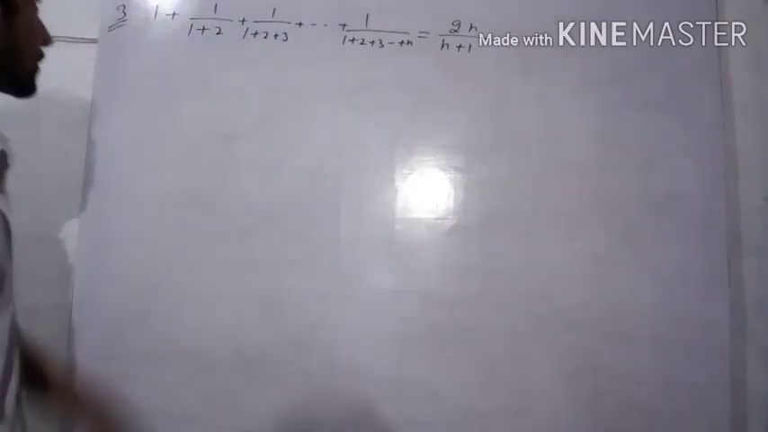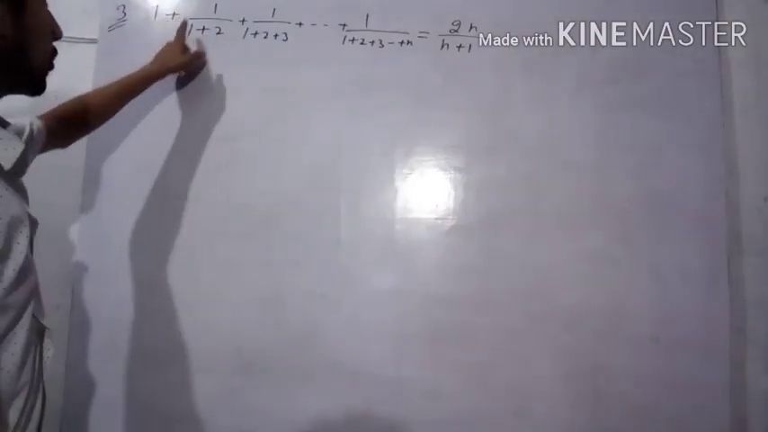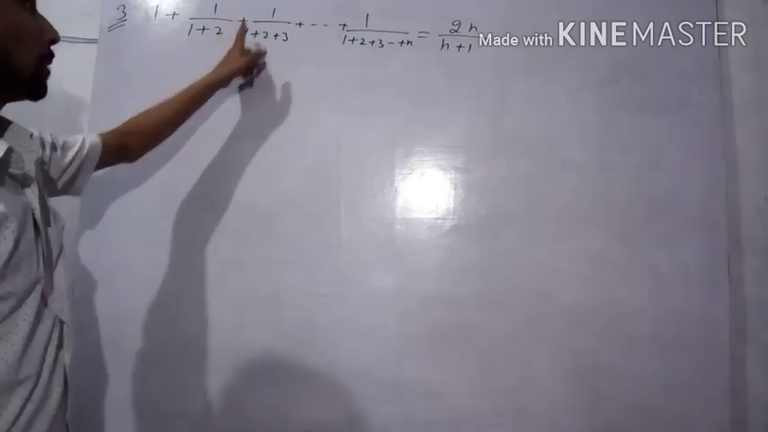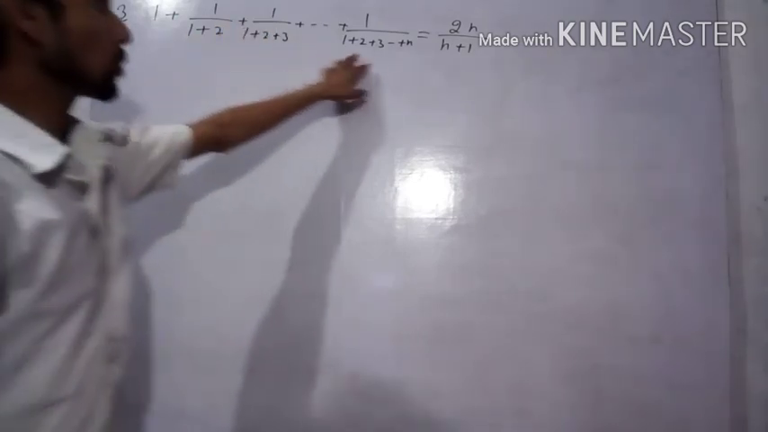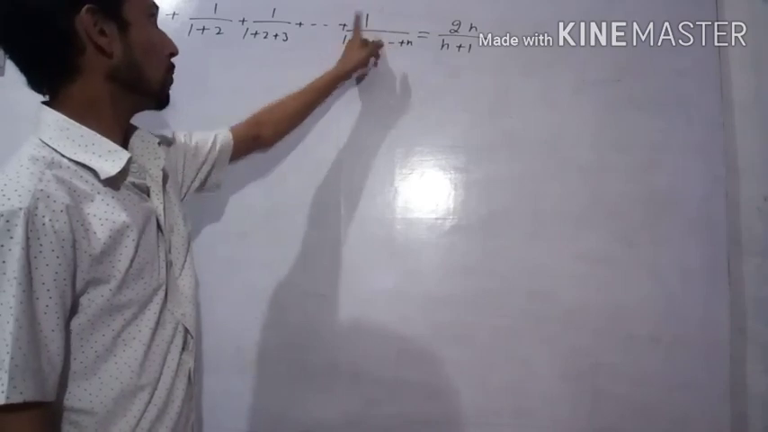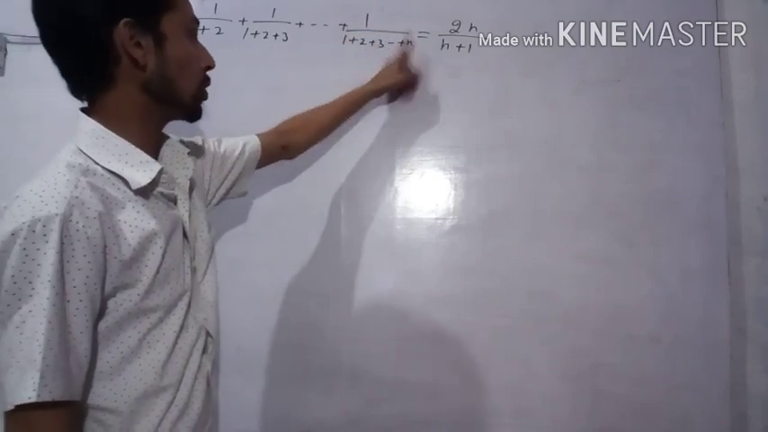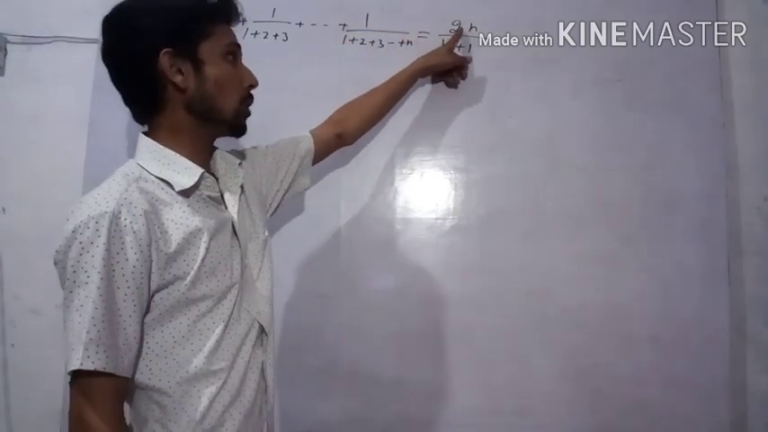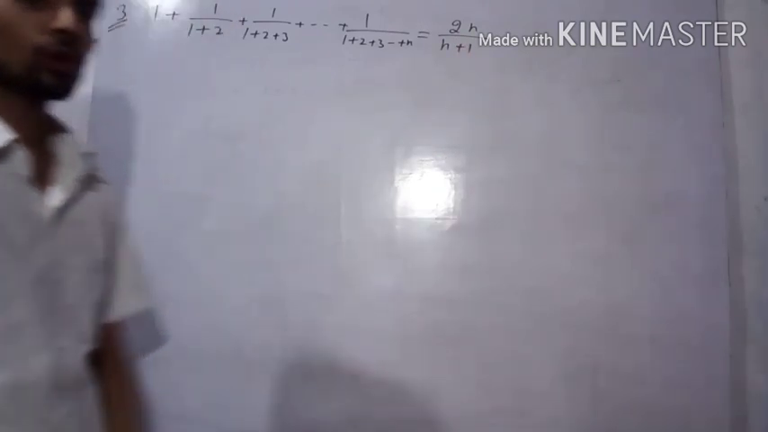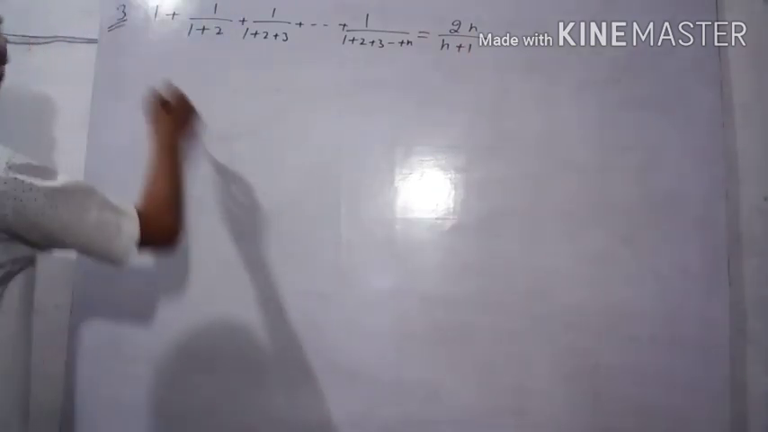Our question is this: 1 + 1/(1+2) + 1/(1+2+3) + ... + 1/(1+2+3+...+n) = 2n/(n+1). So we have to prove that.